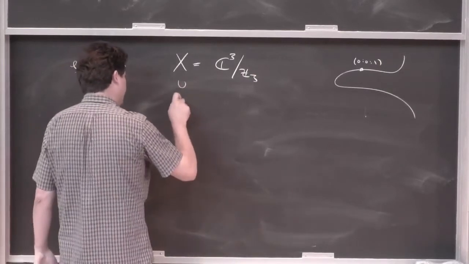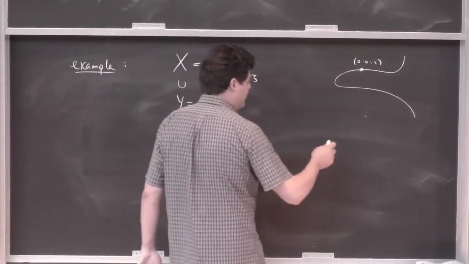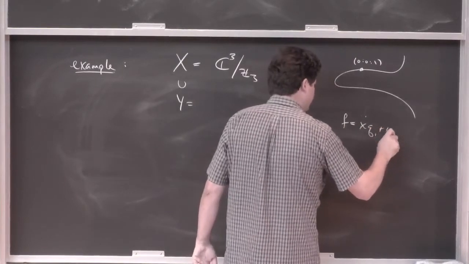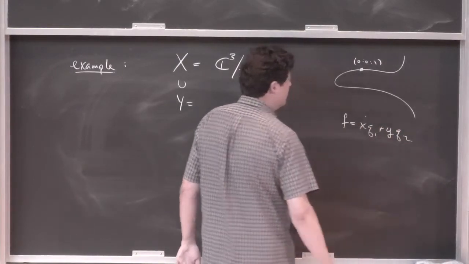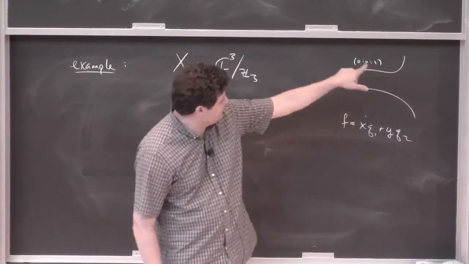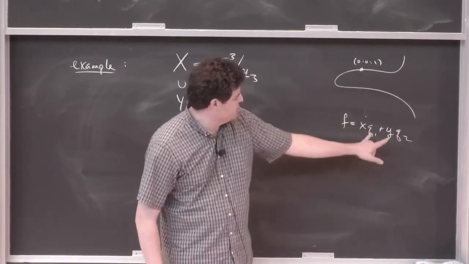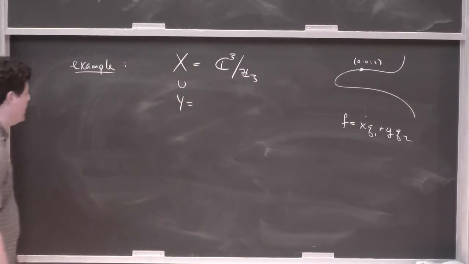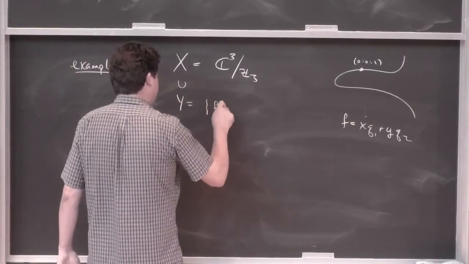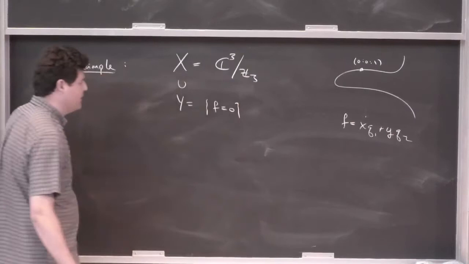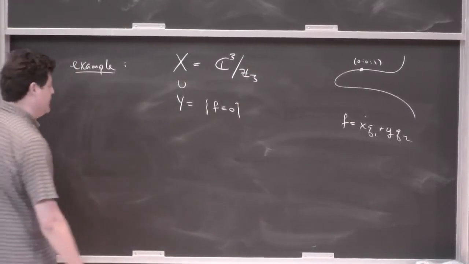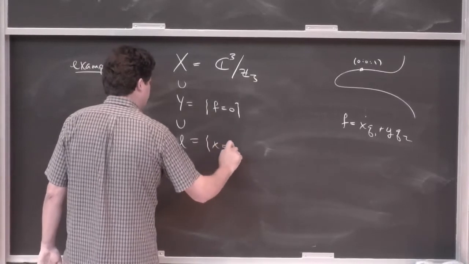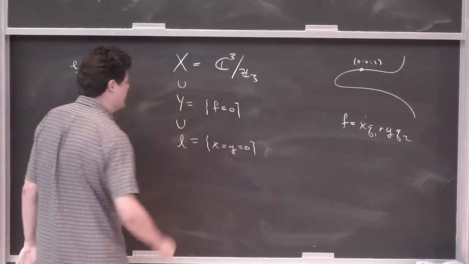And so in here we have y, which is, remember we could write f as x q1 plus y q2, where f was the cubic cutting out this elliptic curve. q1 and q2 are quadratics. So y is just going to be the set f equals 0. And in here, I'm going to have the line x equals y equals 0.